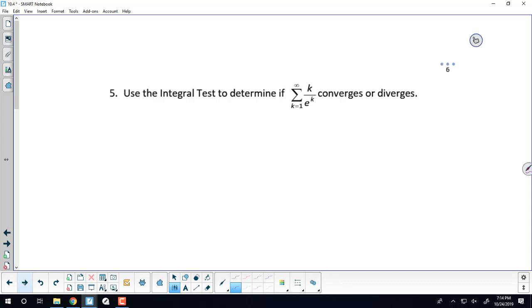Okay, so use the integral test to determine if k over e to the k converges or diverges. And then, just for reference here, the divergence test, maybe you can see right away, but the divergence test is inconclusive.